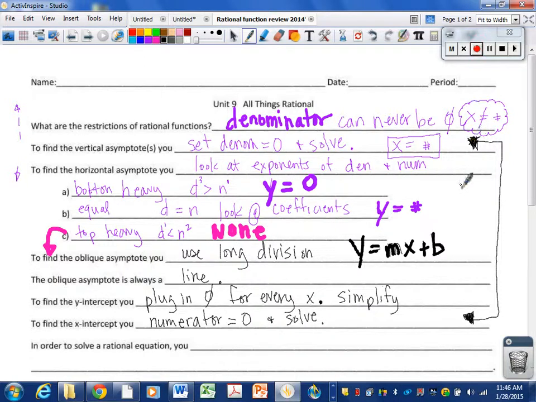Okay, so that's all the things you have to know about graphing. Vertical asymptote, horizontal asymptotes, oblique if necessary, y-intercept, x-intercept, and then sketching. You might need to plot some points.